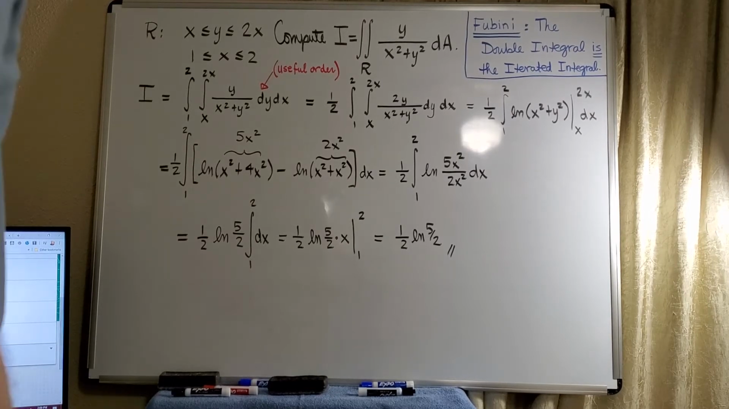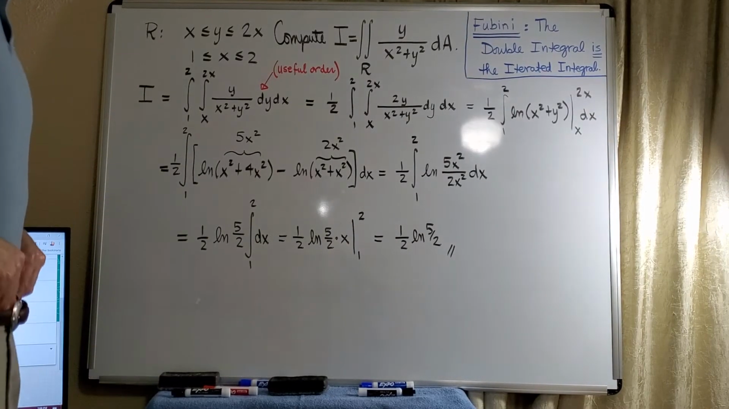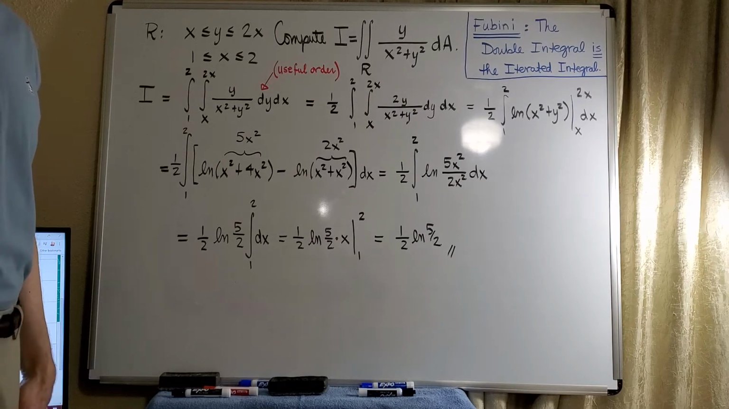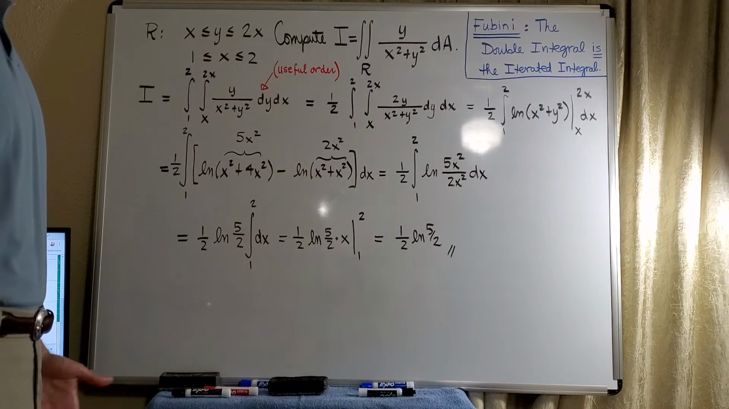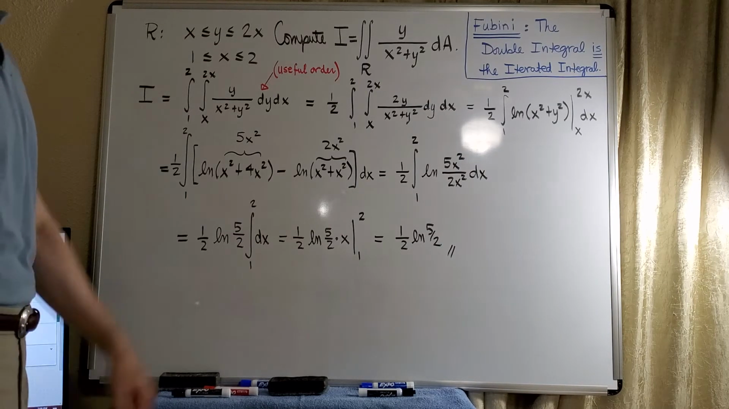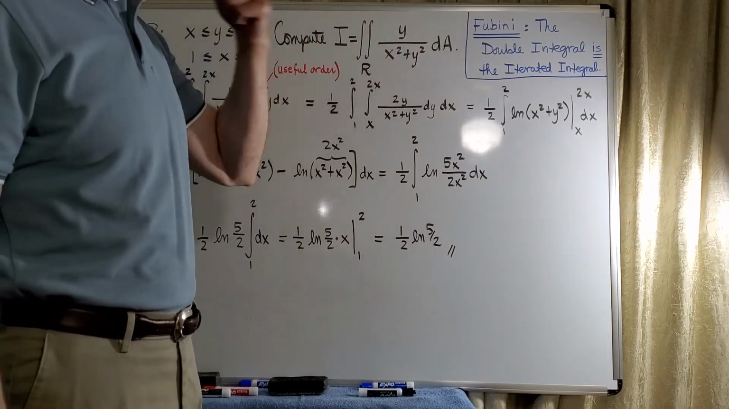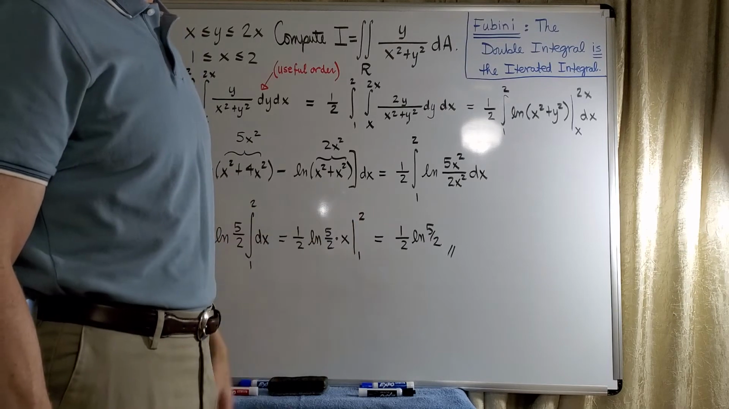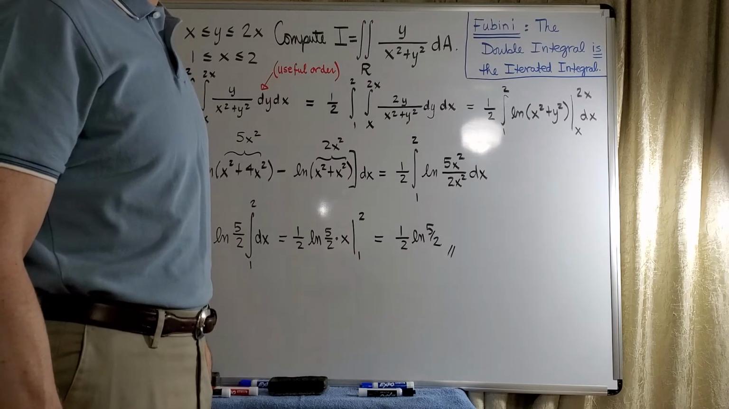Okay, let's compute a double integral. As we transition into double integrals, we actually get to use the technique we've been using before, and that's basically Fubini's theorem. As I've stated over here, by Fubini, the double integral is the iterated integral. And when we get to triple integrals, we will continue to do iterated integrals.